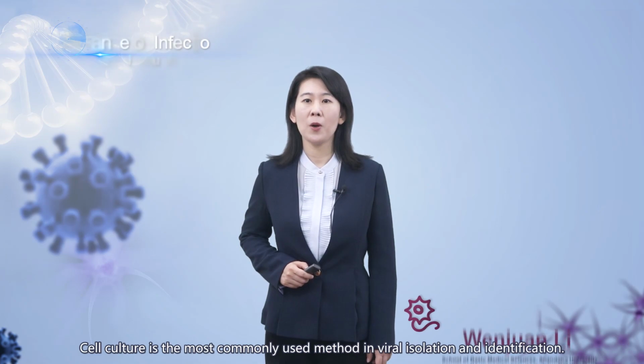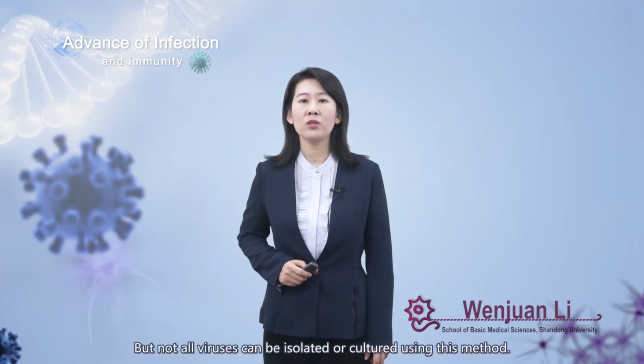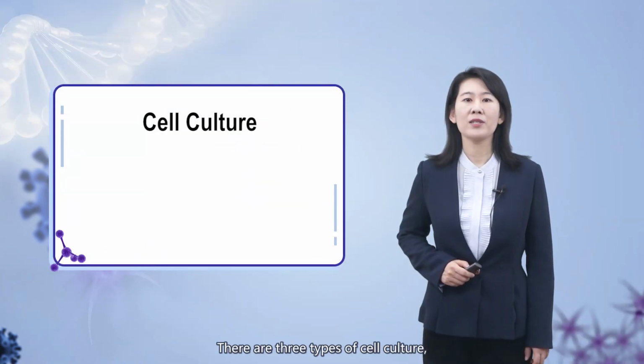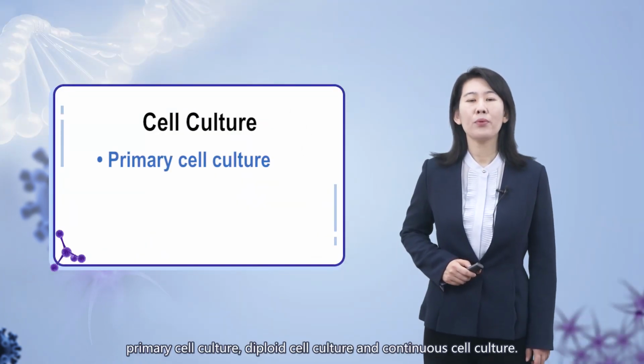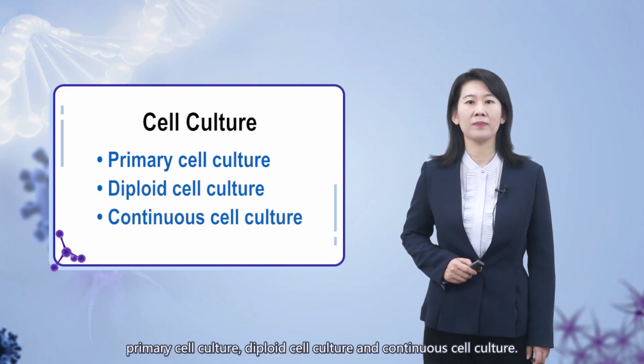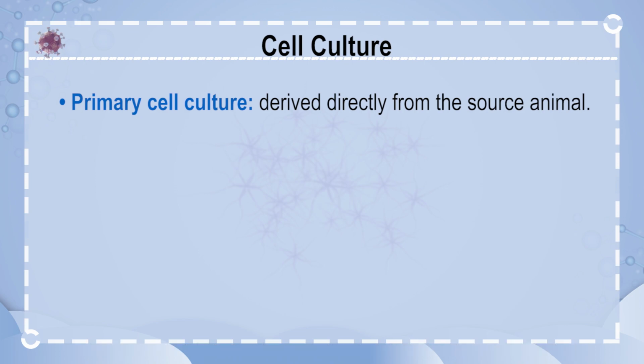Cell culture is the most commonly used method in viral isolation and identification. But not all viruses can be isolated or cultured using this method. There are 3 types of cell culture: primary cell culture, diploid cell culture, and continuous cell culture. Primary cells are normal cells derived from the source animal or human embryo tissues. Primary cells are highly sensitive to viruses, but the source of primary cells is difficult to obtain. They can be used in viral isolation and vaccine production.